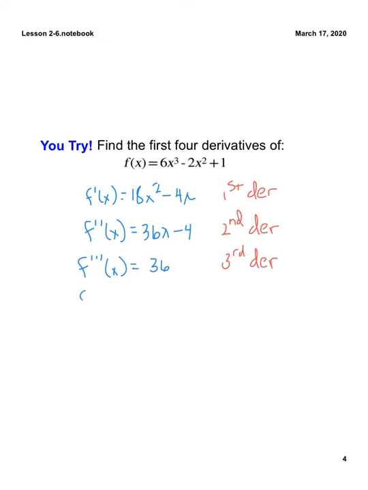And finally, the fourth derivative of x is equal to 0. That's it. It's that easy. It's not going to get too much harder than that.